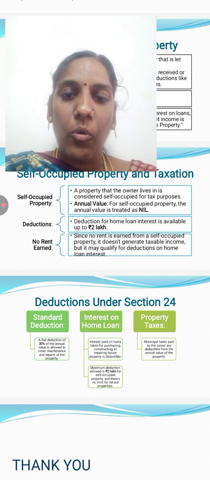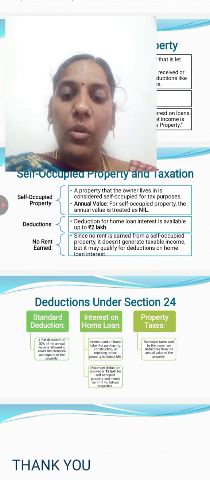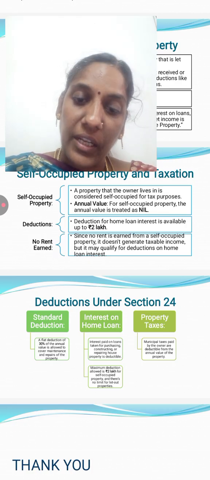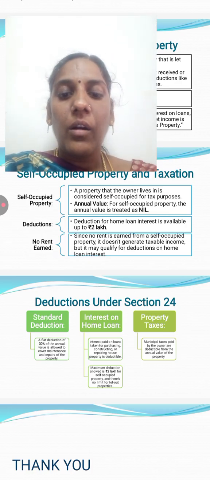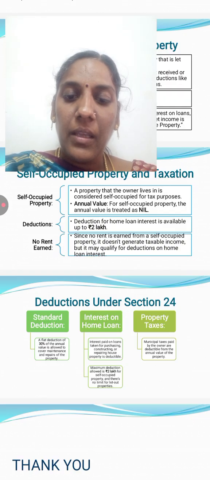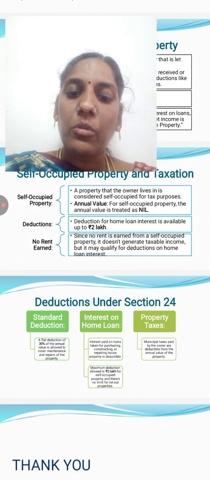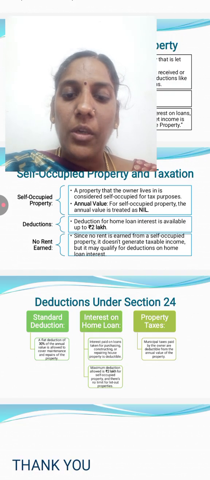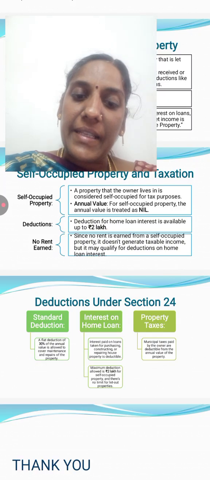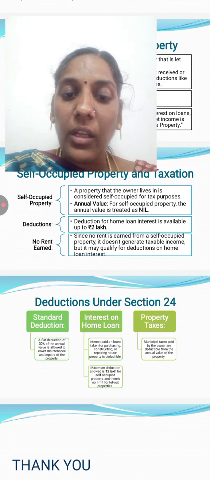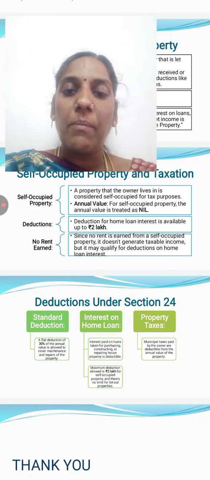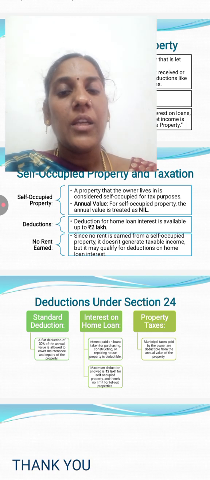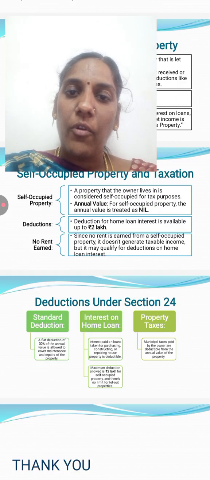Interest on home loan: interest paid on a loan taken for purchasing, constructing or repairing the house property is deductible. The maximum deduction allowed is 2 lakh for a self-occupied property, and there is no limit for let out house property. Property taxes: municipal taxes paid by the owner are deductible from the annual value of the house property. These are the deductions allowable under section 24 in the income from house property.